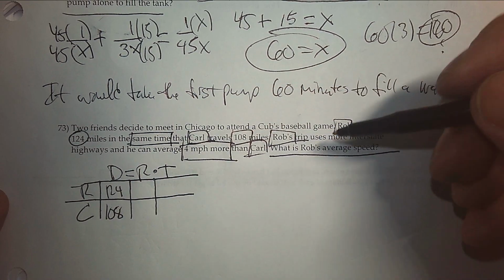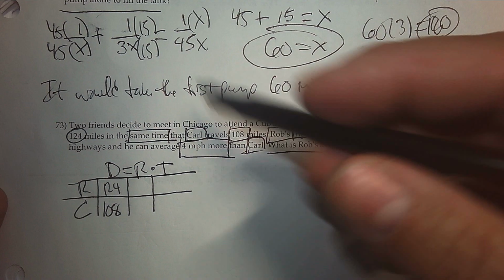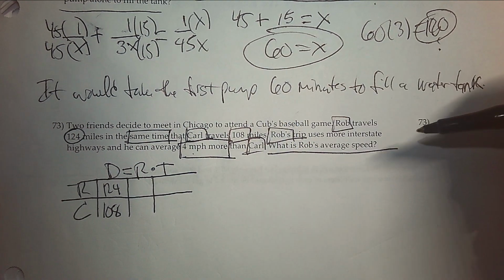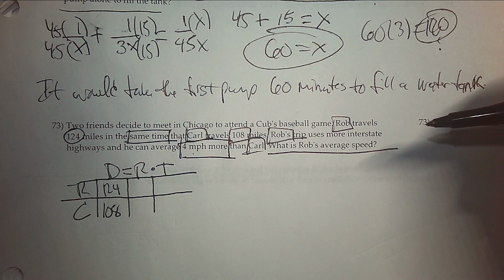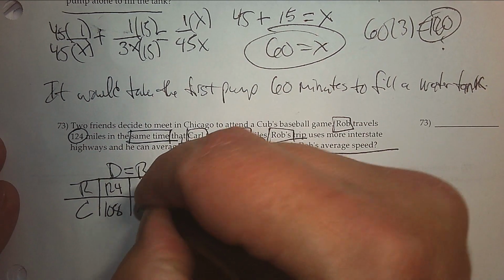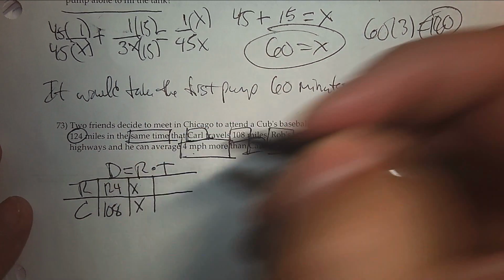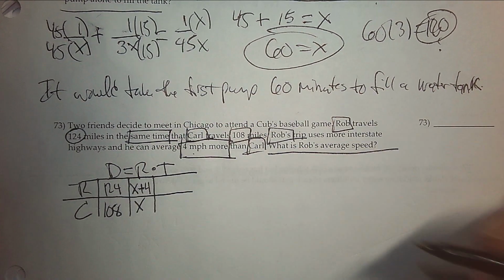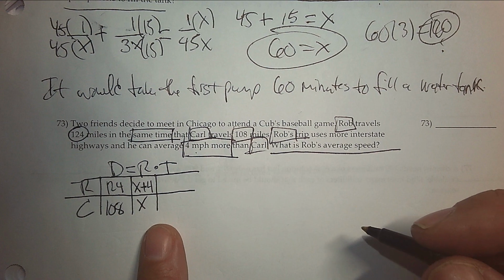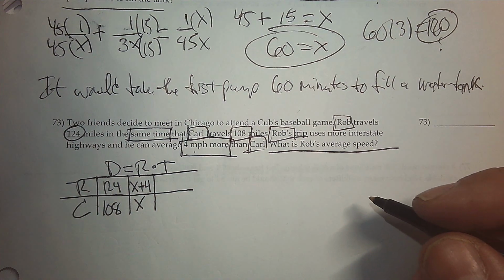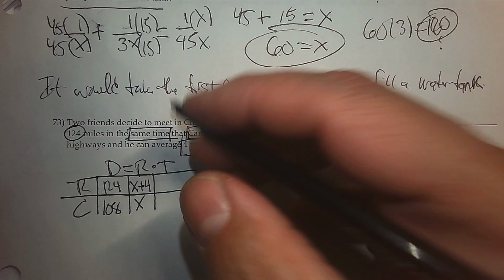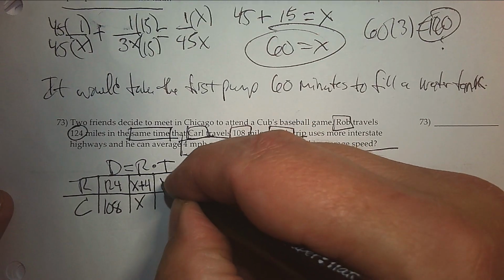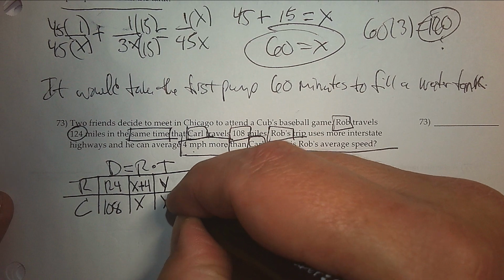And it says Rob's trip uses more. He averages 4 miles per hour more. So who's going faster, Rob or Carl? However fast Carl is going, Rob is going 4 faster, yes? And then what do I know about the time? It's the same. I don't know what it is, but it's the same. So we'll just call that y. I don't know what it is, but it's the same time.